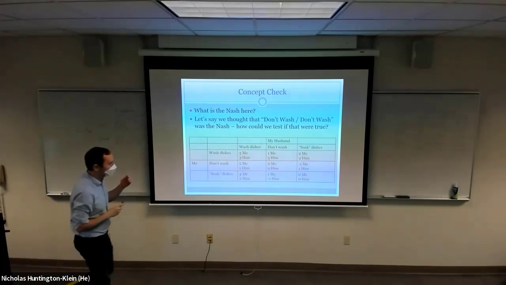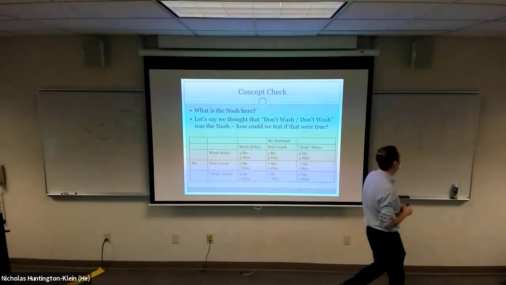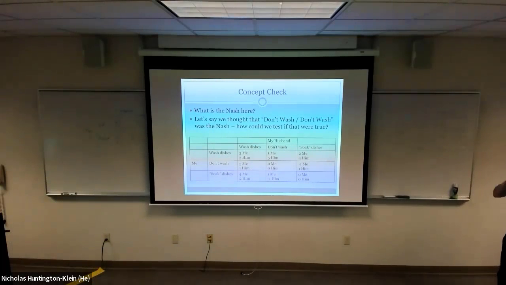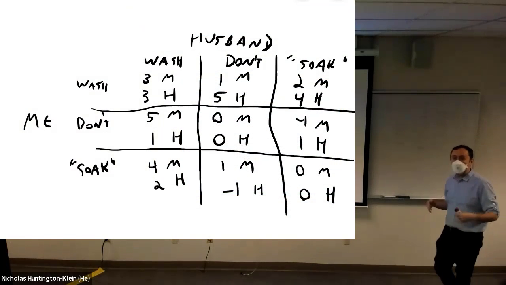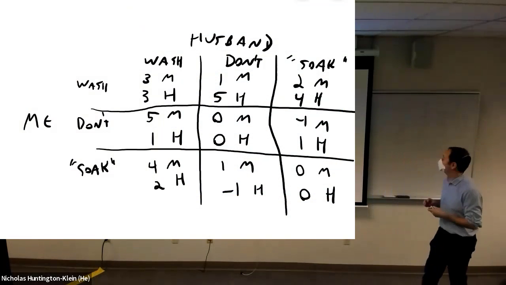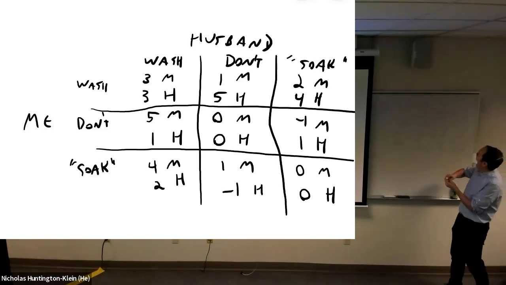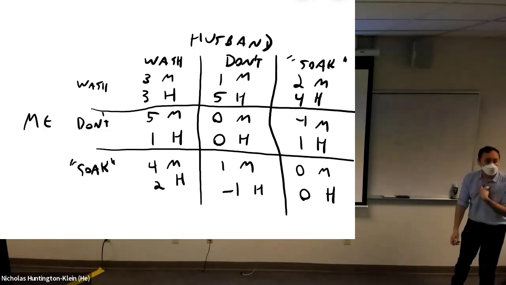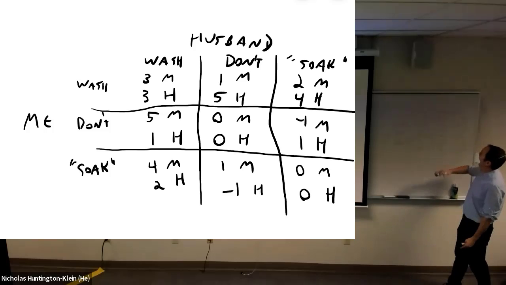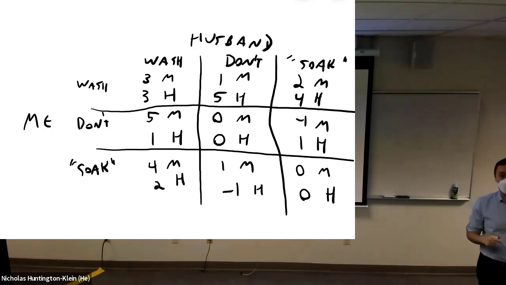All right, let's go through this and figure out what we're going to do. First of all, we're going to go row by row, and then we're going to go column by column, all figuring out our best responses each time. So first, let's imagine that we are picking my best responses. If we think that my husband is going to wash the dishes, what is my best response? Anybody?